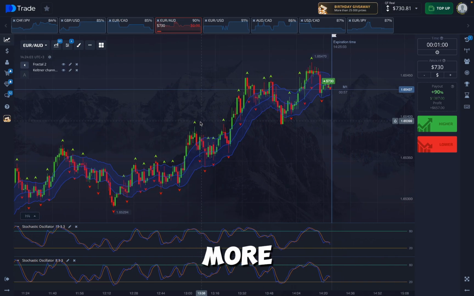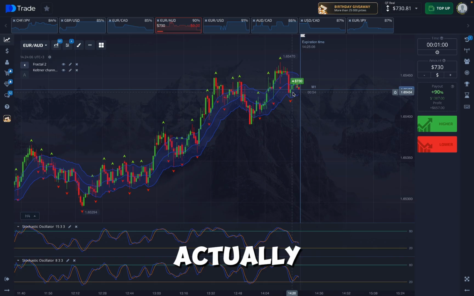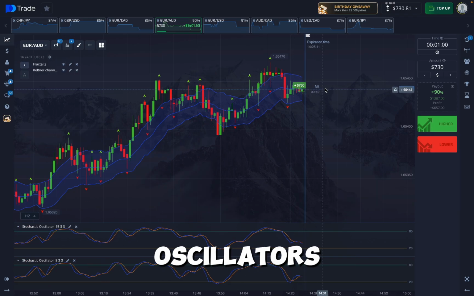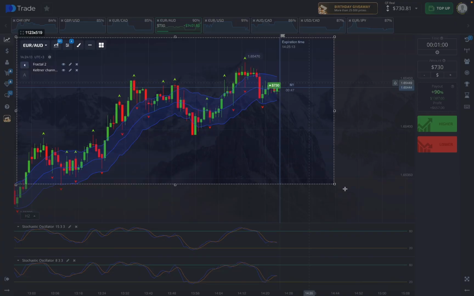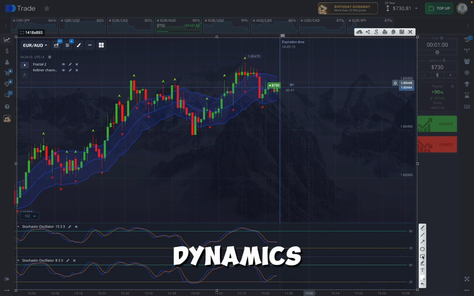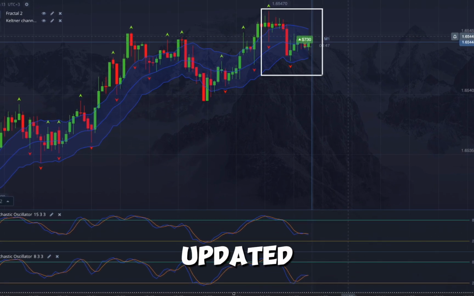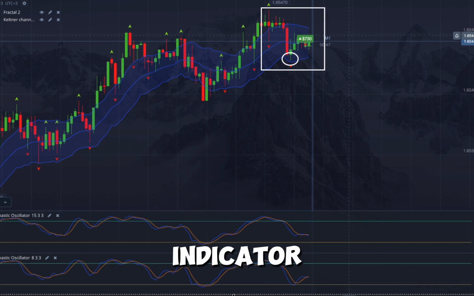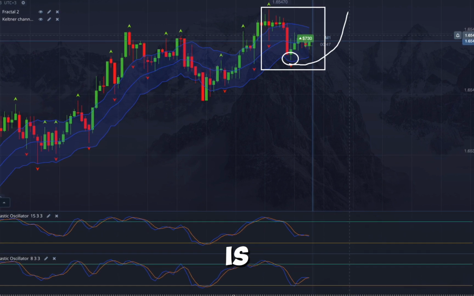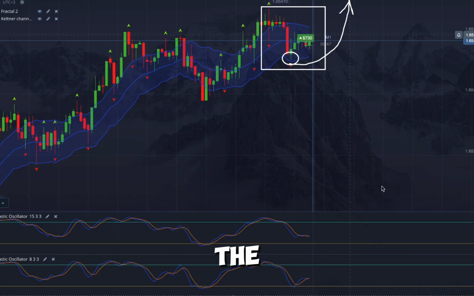I always get a more reliable signal when the opening is in the direction of the trend. But here as well, oscillators and indicators show me a good position to open on the upside. Earlier, there was a good pullback in the dynamics. The movement has updated its local minimum and touched the lower line of the channel indicator. This is also a good signal to open a deal on the rise.